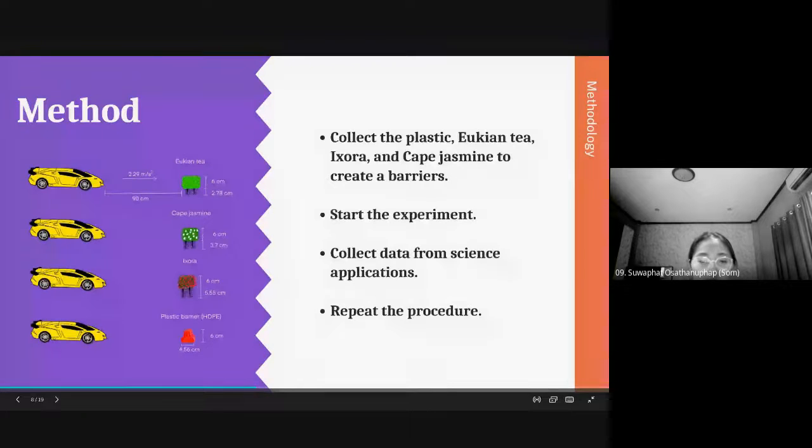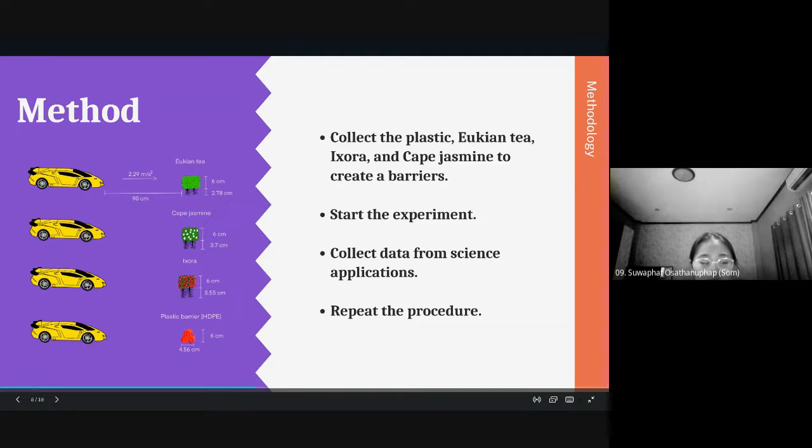So first, we study the characteristics of collision. Next, we collect the barrier materials, which are plastic or the shrubs. The third one is to design the experiment, and the fourth one is to start the experiment. And the next one, we collect the data from the science application about the acceleration and action force, and we repeat the procedure to make sure that the test result is true. And the last one, we collect the data and conclude.